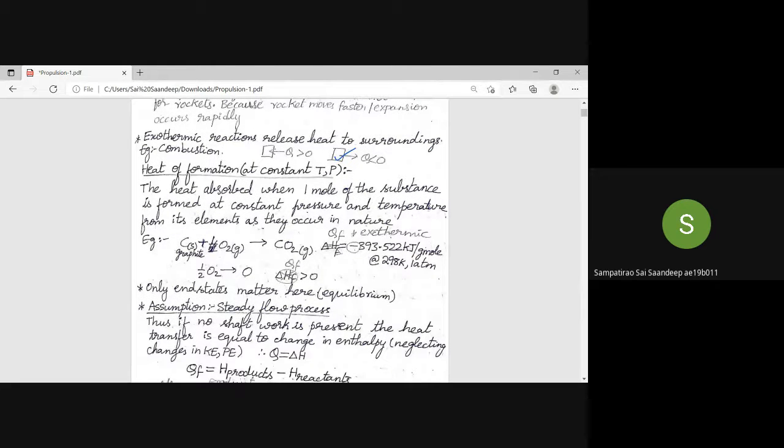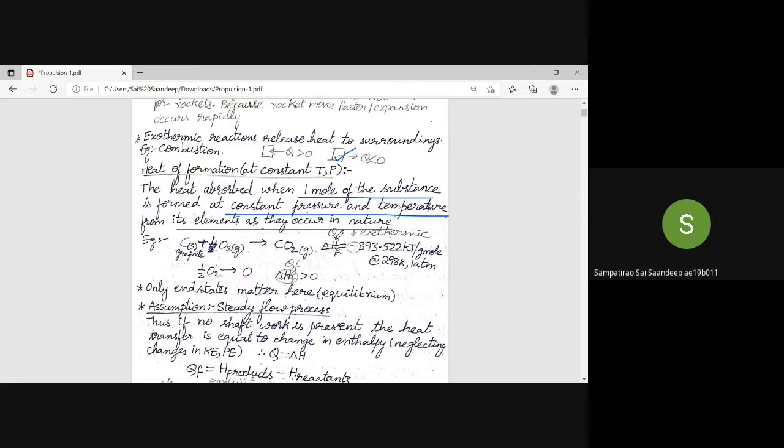Next, we define another quantity called heat of formation. To be specific, you should call it heat of formation at a specific temperature and pressure, which is the heat absorbed when 1 mole of the substance is formed at constant pressure and temperature from its elements in the natural state. Say, for example, graphite carbon plus oxygen gives CO2.